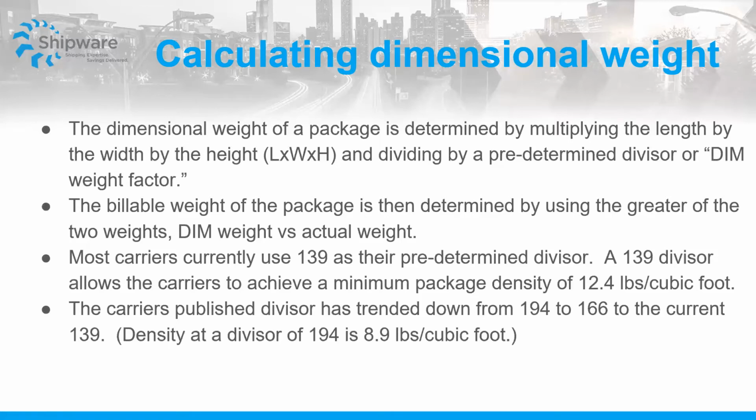That divisor number has trended down over time. Back in 2007, when the carriers first started to dimensionalize ground packages, that divisor number was 194. Now that 194 allowed them to achieve a package density of 8.9 pounds per cubic foot. So you can see how, as that divisor has trended downward, it has allowed the carriers to realize a higher average package density. They're at 12.4 pounds per cubic foot now.